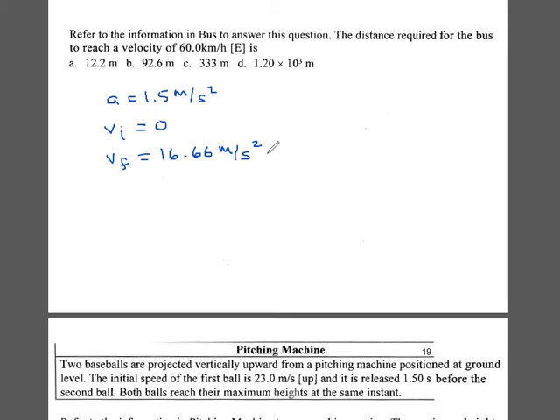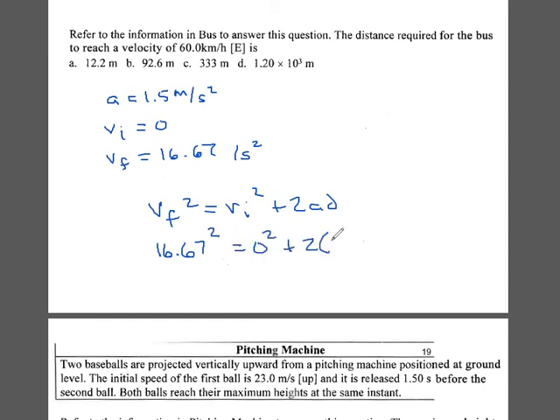Okay, what distance did they cover? Well, let's give this thing its due. It's a terrific formula, and it's exactly what we want for a situation like this. Our final velocity is 16.67 if we're rounding correctly. 16.67 squared equals 0 squared plus 2 times acceleration, which is 1.5, and we don't know d. So 16.67 squared is 277.88888. 0 squared is 0, forget about that.